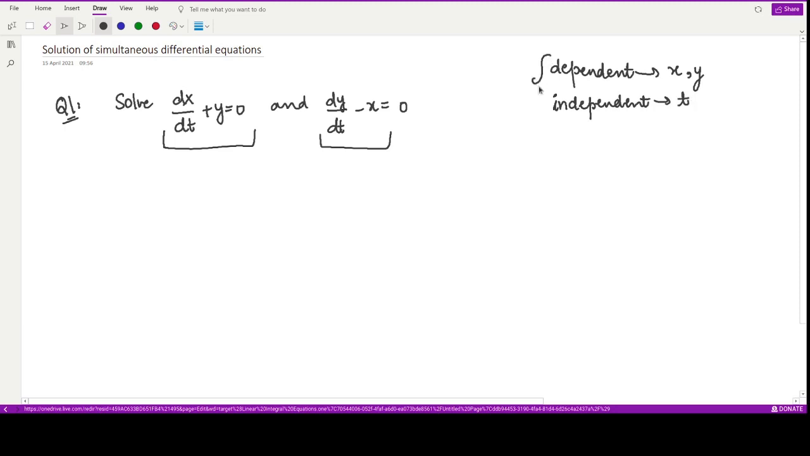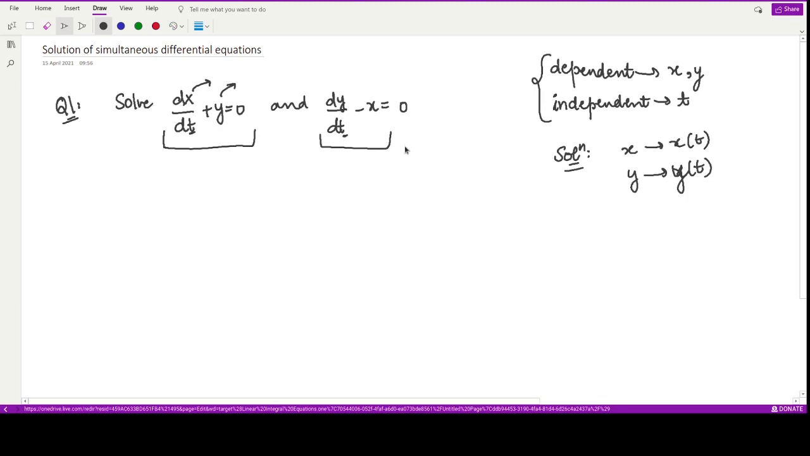So this is the scenario here, because with respect to t we are differentiating, and there are two variables and two equations. So we have to solve these two equations. In the solution we are required to calculate the value of x as some function of t and the value of y as some other function of t. So this is what is required over here.